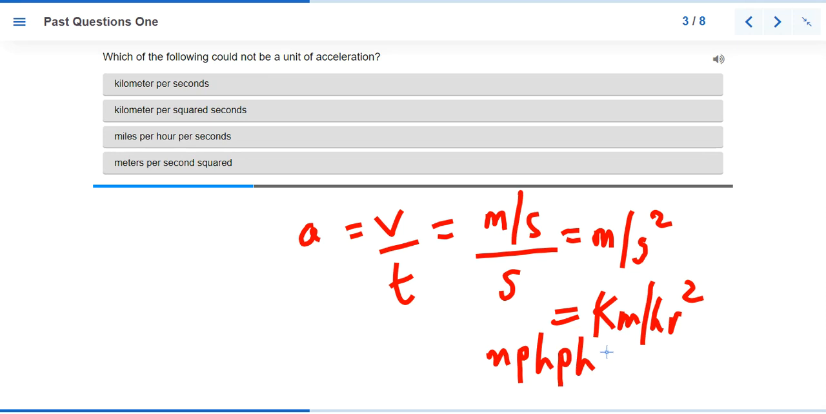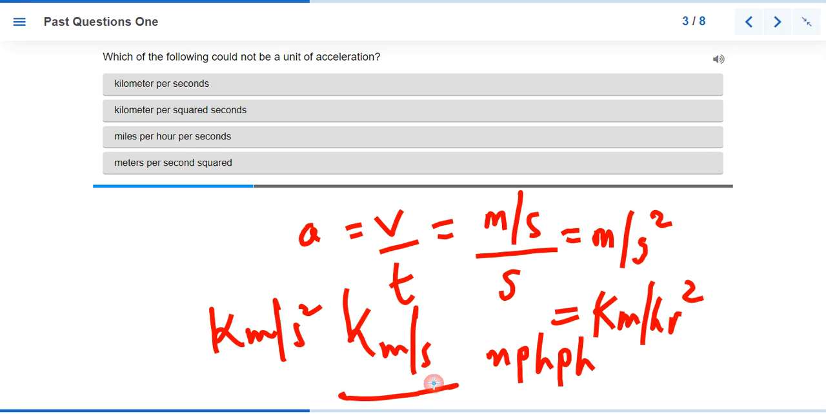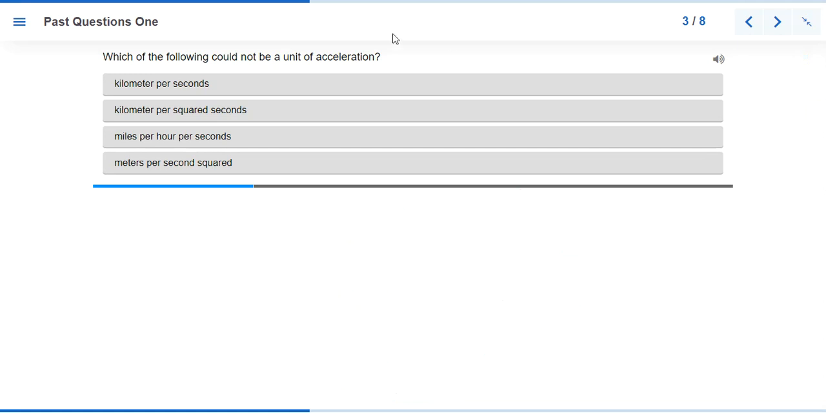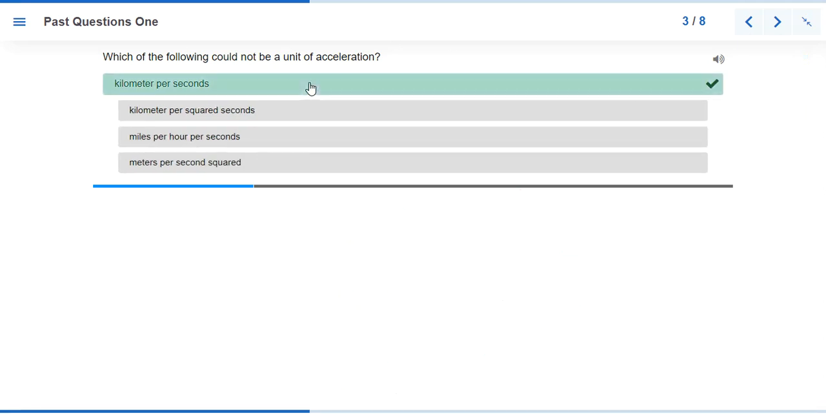So from the options, we have kilometer per second squared. Yes, if hour is not used, we can use second. That will be kilometer per second squared. Miles per hour per second, yes. Meter per second squared, yes. Kilometer per second is the unit of speed or velocity, so it's not a unit of acceleration. Let's check.